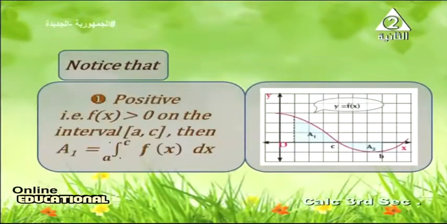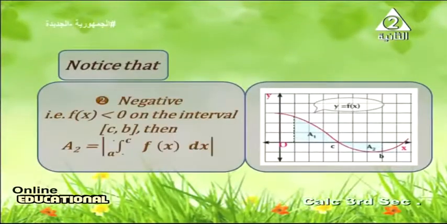Number 1, the positive part: f of x bigger than 0 on the closed interval [a, c], then the area A1 equals the definite integral of f of x dx from a to c. And if the sign is negative, f of x smaller than 0 on the closed interval [c, b], then the area A2 equals the absolute value of the definite integral of f of x dx, because the area must be a positive value.